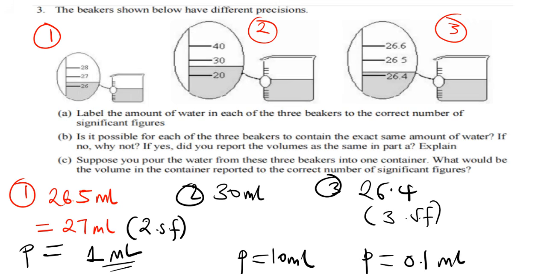Then B is asking us, is it possible for each of the 3 beakers to contain the exact same amount of water? If no, why no? If yes, did you report the volumes as the same as in part A? Explain. Okay, physically it is very possible. Yes, they could all contain the same actual volume of water, whether it's big, whether it's small, or maybe we're in the same range.